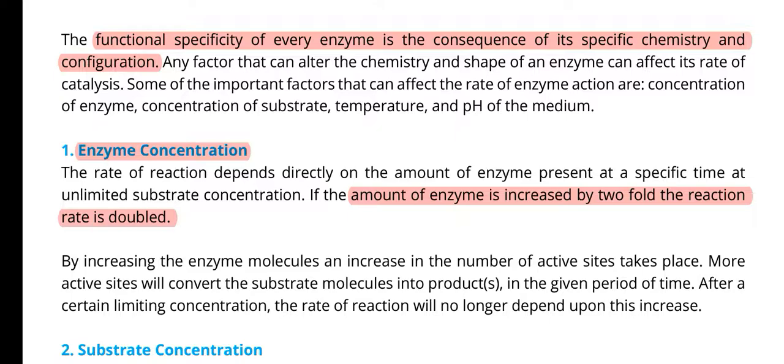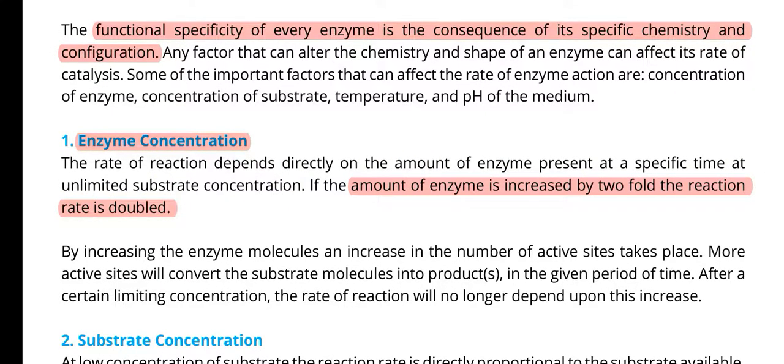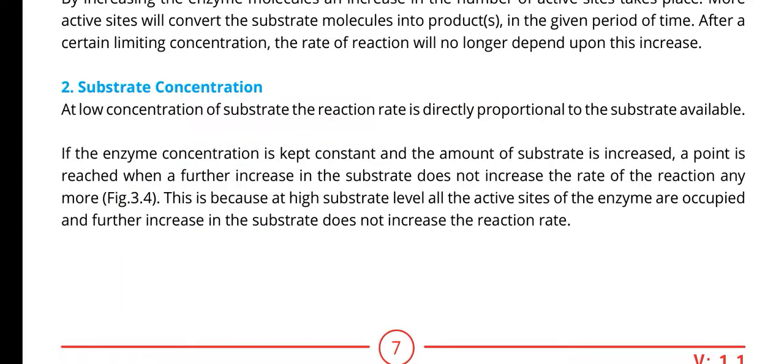You should know, if one thing is constant, if substrate concentration is kept in excess or constant, then you should describe the enzyme concentration. If substrate concentration is in excess or constant, then enzyme concentration is directly proportional to the enzyme activity or rate of reaction. So if we increase the enzyme concentration twice, the reaction will increase 2 times. So the rate of reaction depends directly on the amount of enzyme present at a specific time at unlimited substrate concentration. So this is all about the enzyme concentration.